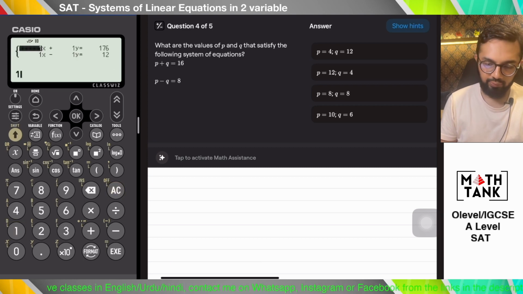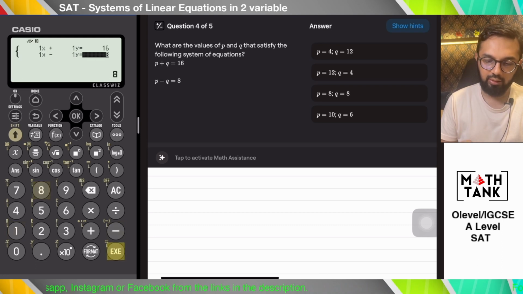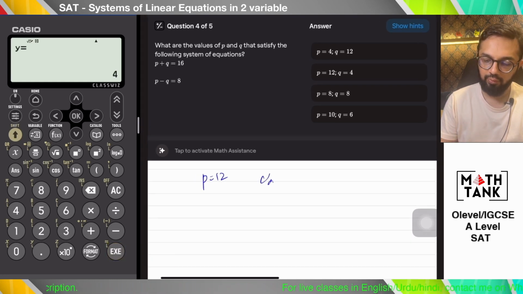Again, solution of the system. So 1, 1 and 16, and 1, minus 1 and 8. 12 and 4.